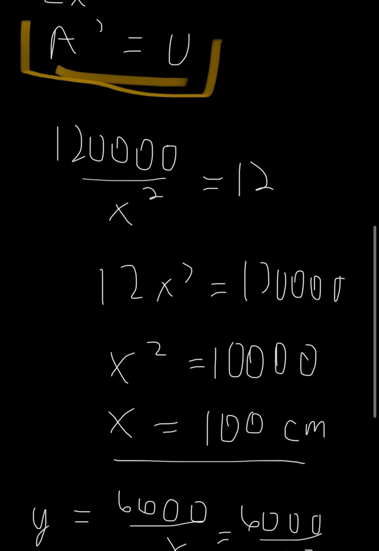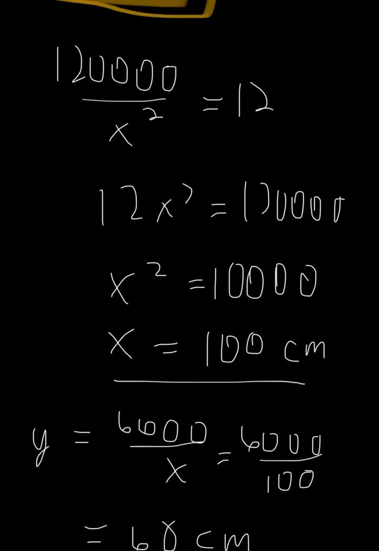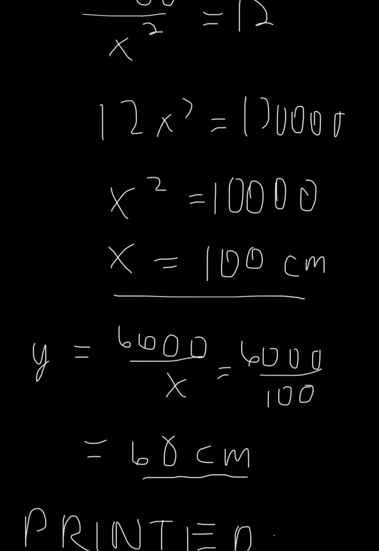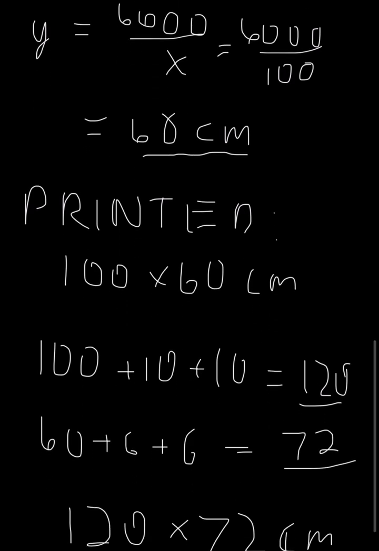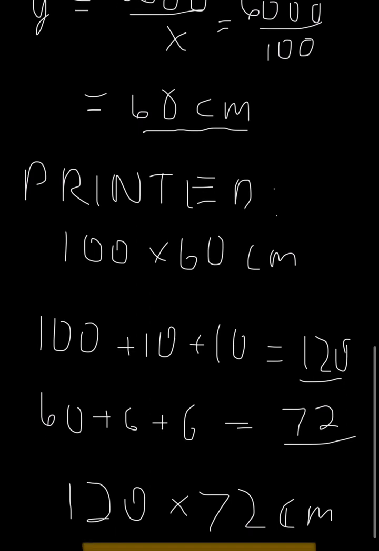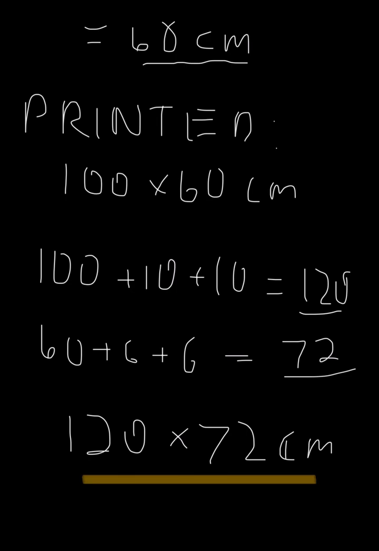You just plug and chug, and eventually we get our first dimension of only the printed area: x is equal to 100 centimeters. Substitute that back into our equation for y, and we get 60 centimeters. Add in the little side areas, 10 centimeters on both sides, and you get a total of 120 centimeters. And for y, add 6 on both sides, and you get 72. So our final dimensions are 120 by 72 centimeters.